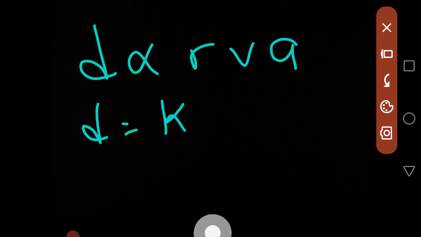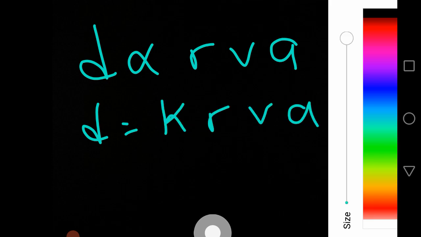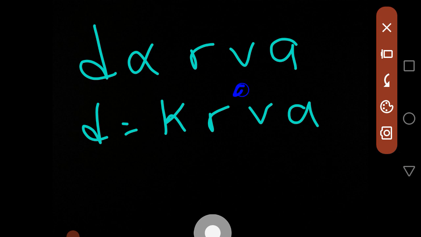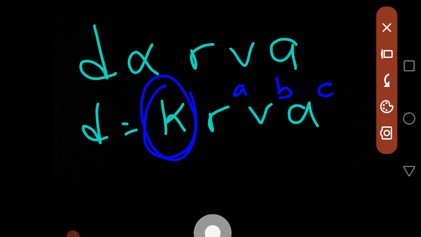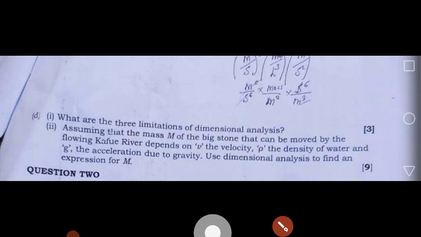When we say distance depends on the radius, the velocity, and the acceleration, our equation is going to be d is equal to, we introduce a constant k, and then r v a. Now, to know what type of relationship they have, we're going to introduce powers a, b, and c, and then you have to solve for that a, b, and c. But this constant k just remains k because dimensional analysis cannot help us to find the exact value of that k. So that's one limitation of dimensional analysis, and I'm sure you'll find the rest of the two, but that's the first one.